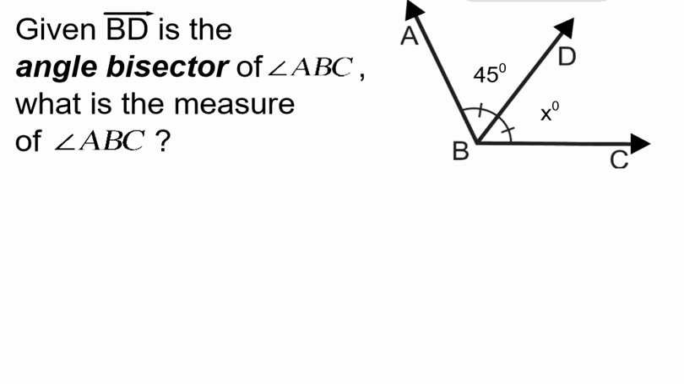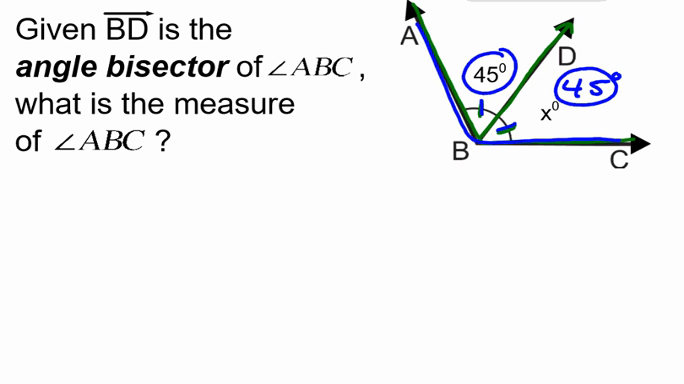All right, given BD is the angle bisector of ABC, what is the measure of angle ABC? So I'm looking for the measure of the big guy. Okay, it told me that BD is the bisector. It even shows me this here, that is the bisector. So here's the thing. If this angle is 45 and they are equal, then this angle also has to be 45 degrees, which means the big angle has to be those two added together. So the big angle is 90 degrees.